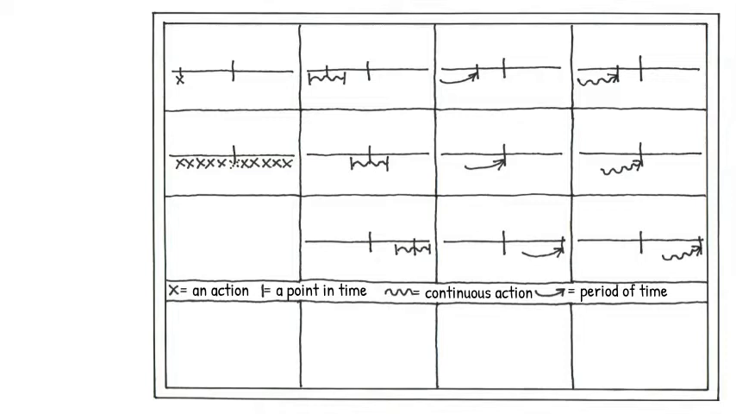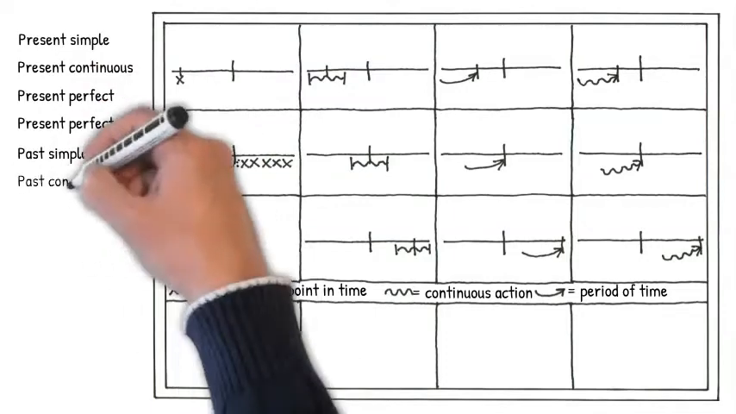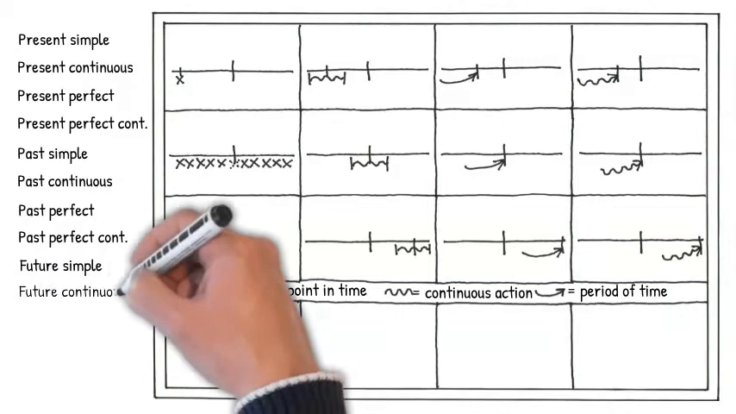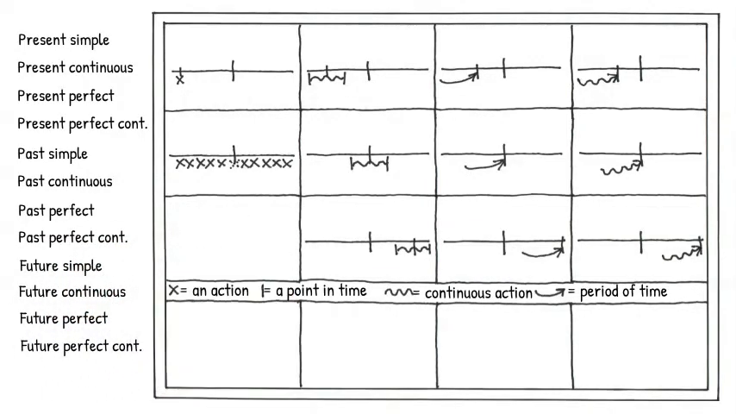Now, let's make a list of what we call the tenses in English. Well, there's present simple and present continuous and present perfect and present perfect continuous and past simple and past continuous, past perfect continuous, future simple, future continuous, future perfect continuous. That's it. Now, here's the hard part.